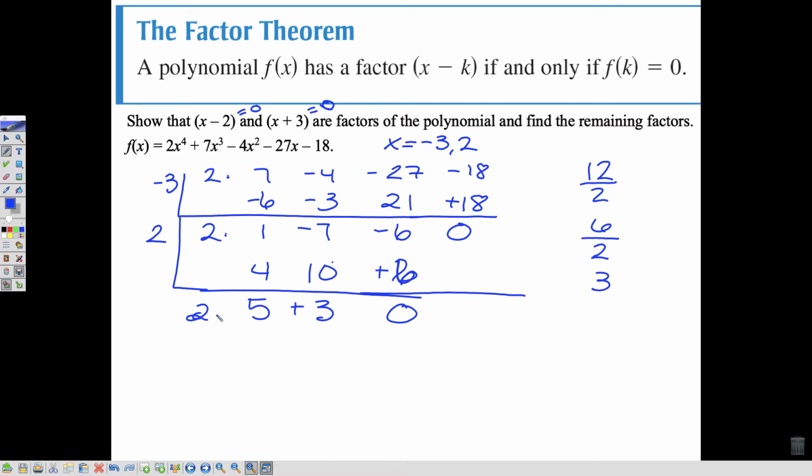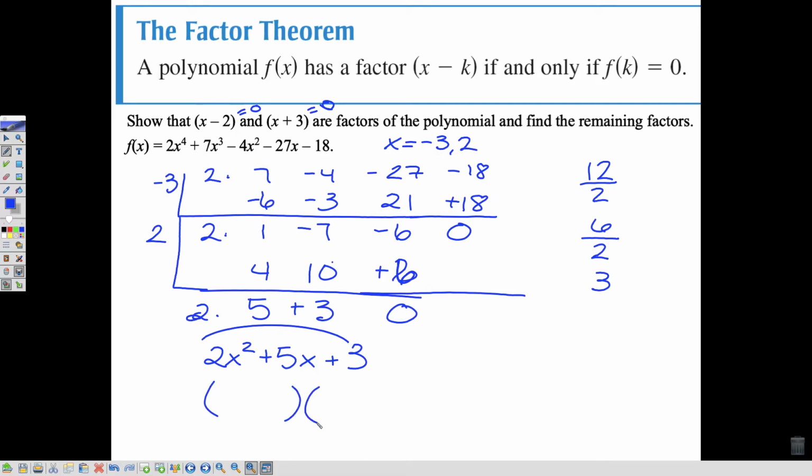Squared. So I now have 2x squared plus 5x plus 3, and do I have rules that I can factor this and find the remaining zeros? Yes. The whole point is to get down to where I can factor it or use the quadratic formula. So I need 2 times 3 is 6. 5 and 1.